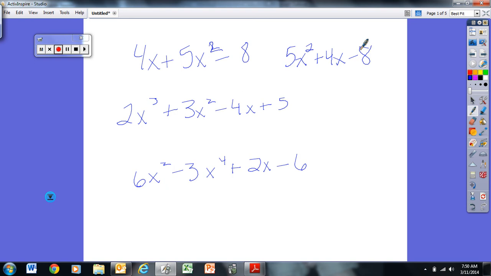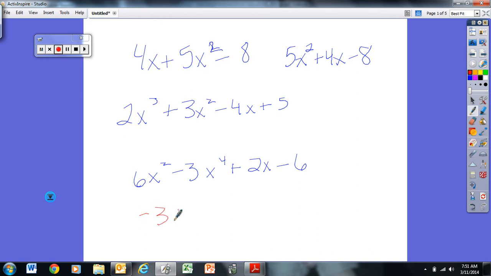What else do we have to talk about? Standard form, terms, and its degree. Its degree is 2, the highest exponent in the polynomial. So, it's a quadratic polynomial, degree of 2, 3 terms, and it's in standard form because the highest exponent's going first. This one's already in standard form, 2x cubed plus 3x squared minus 4x plus 5. It has 4 terms, 1, 2, 3, 4. Its degree is 3, because that's the highest exponent, and it's called a cubic polynomial.